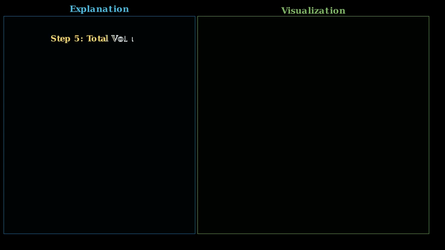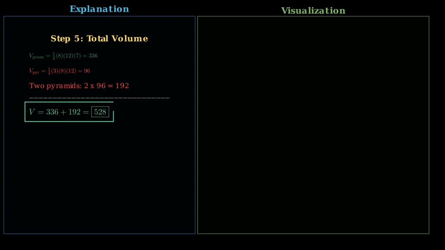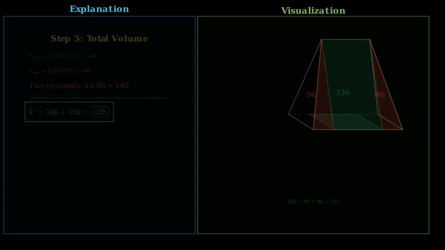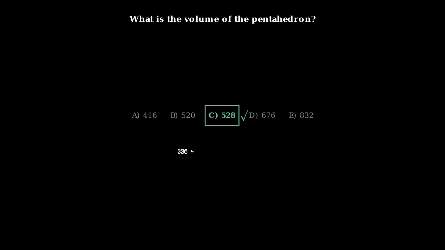Step 5. Add up all three volumes. The central prism contributes 336. Each pyramid contributes 96. And there are two of them, giving 192. Total volume equals 336 plus 192 equals 528. The answer is C. The volume of the pentahedron is 528, which is answer choice C.